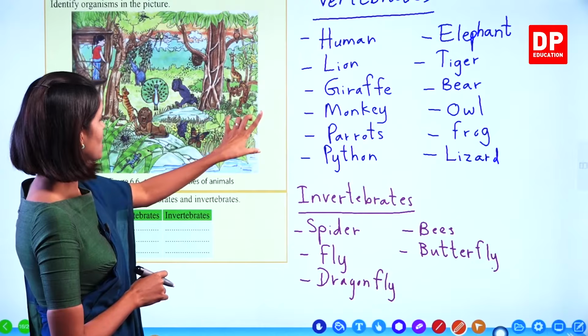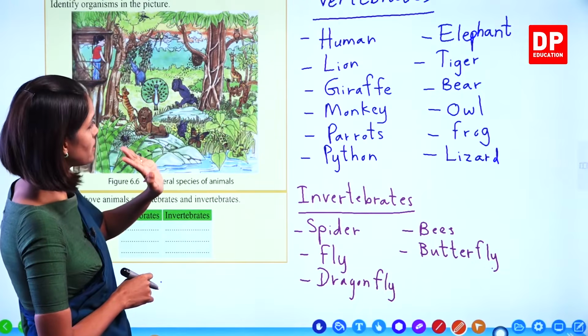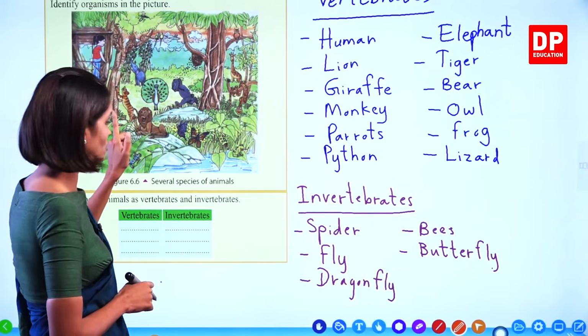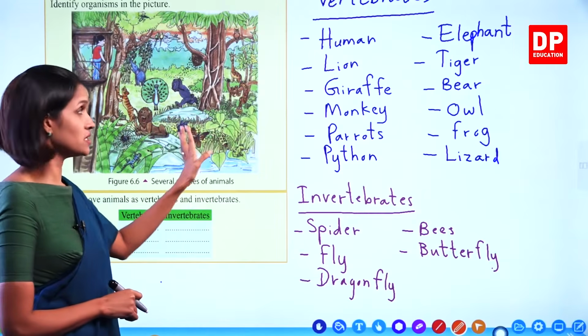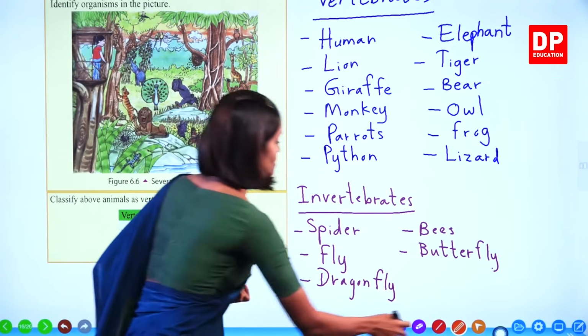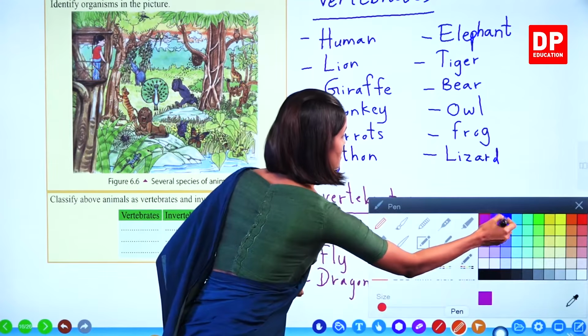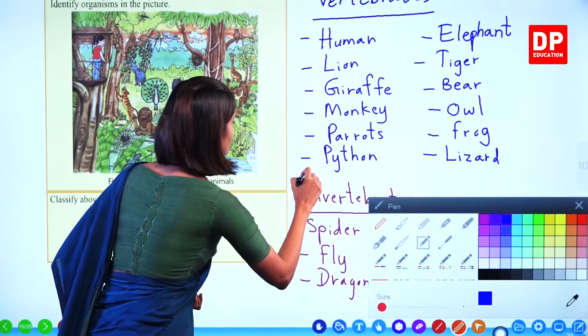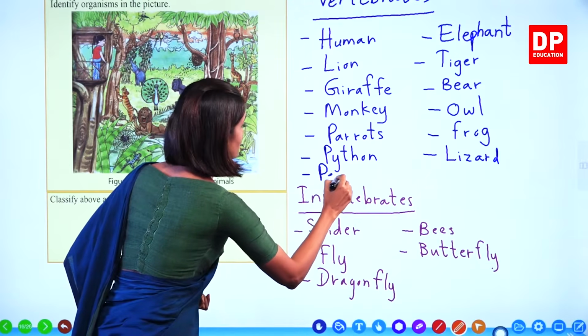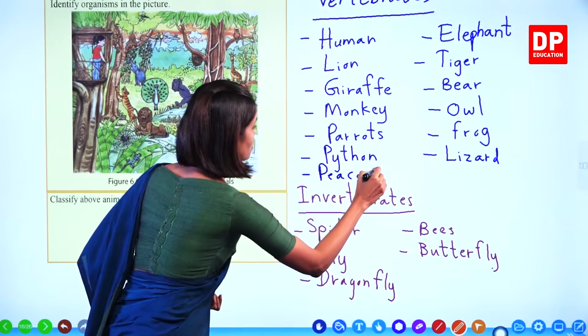Human, lion, giraffe, monkey, parrot, python. We missed the peacock. Peacock is a bird, definitely coming under vertebrates. We will include that as well. We will write the peacock here. Peacock.